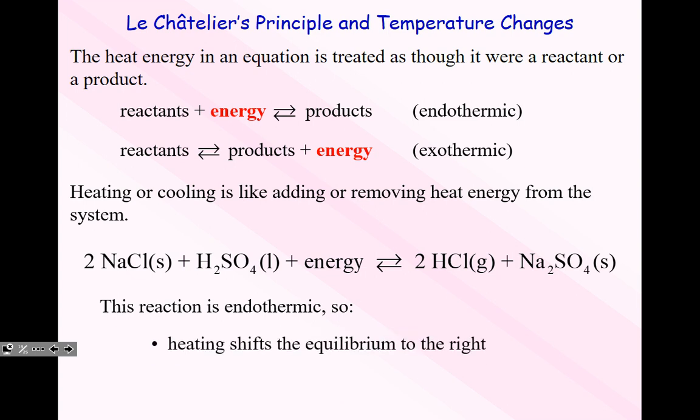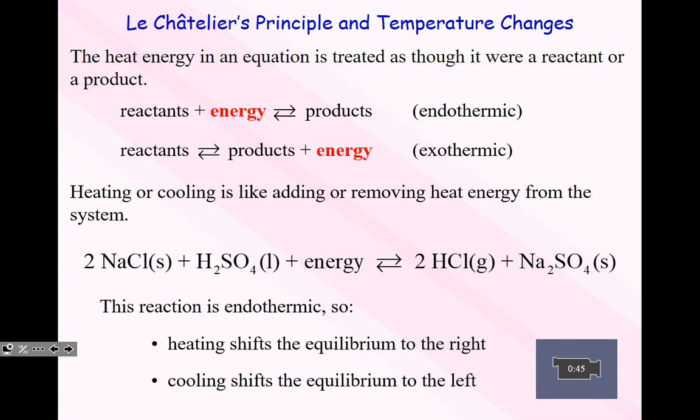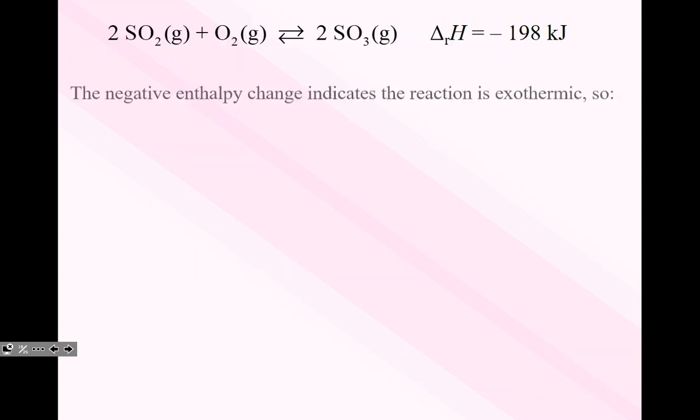So heating shifts the equilibrium to the right. So heating it, you're going to increase the reactant, which is going to cause a shift to the right so that compensates for that, and more products are formed. And cooling shifts the equilibrium to the left. So let's take a look.